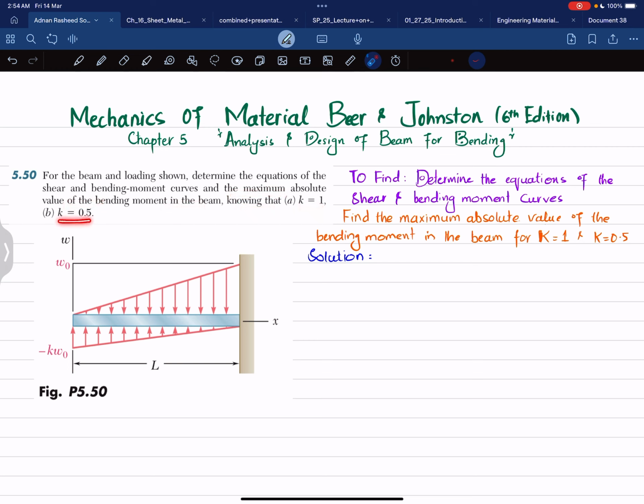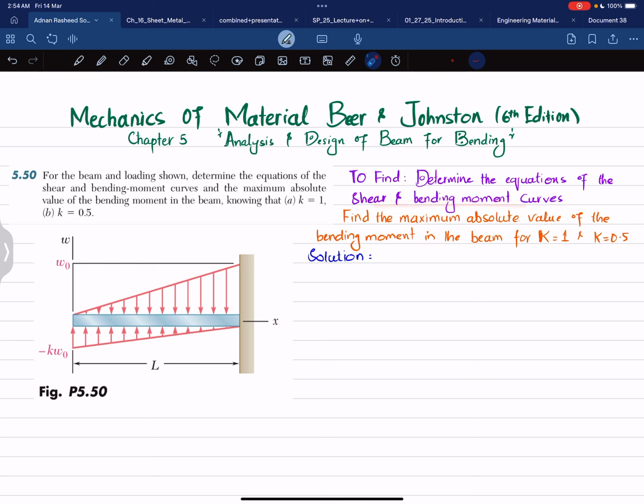to 0.5. So you can see this is a cantilever beam having fixed support at this end, and there is a triangular load or uniformly increasing load from 0 to W naught magnitude, and in downward we have again a uniformly decreasing load having magnitude minus K into W naught, and here it will be 0. The length of the beam is L. So you have to find the equation of shear and bending moment curves.